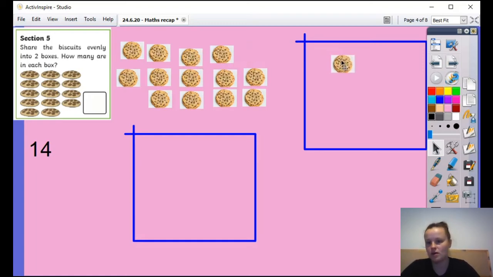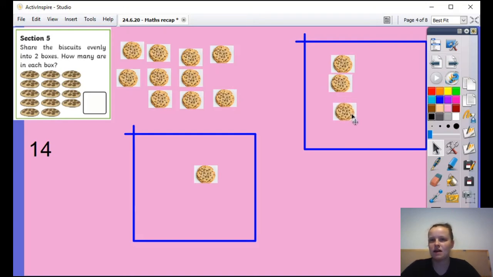So I'm going to put 1 in this box. I'm going to put 1 in this box. I'm going to put 1 in this box, and then put 1 in this box. Am I being fair here? Am I sharing them out equally? No, so I need to put this one in this box. Okay, so we've got 2 in each box so far.